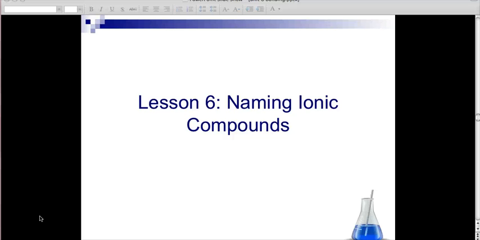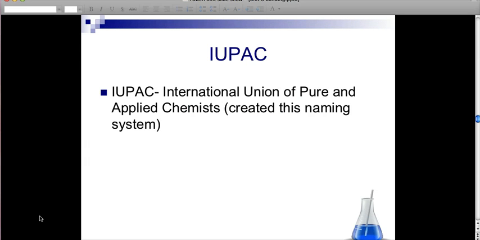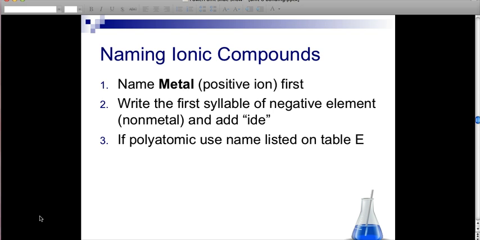Lesson 6, Naming Ionic Compounds. The IUPAC is the International Union of Pure and Applied Chemists. They were the ones that created the naming system.